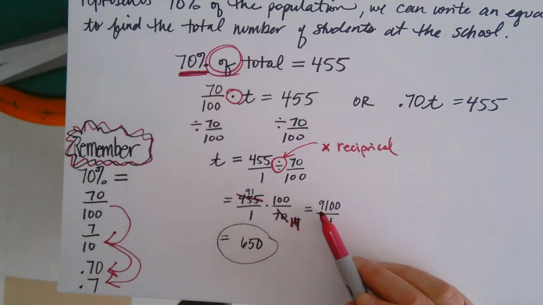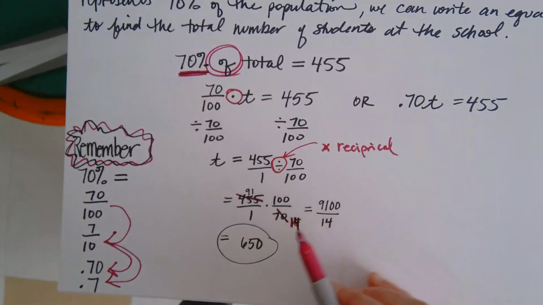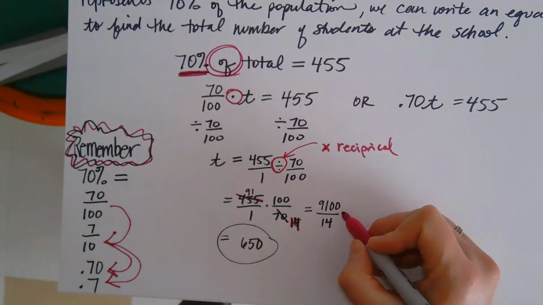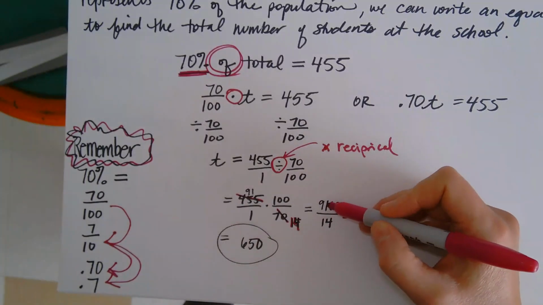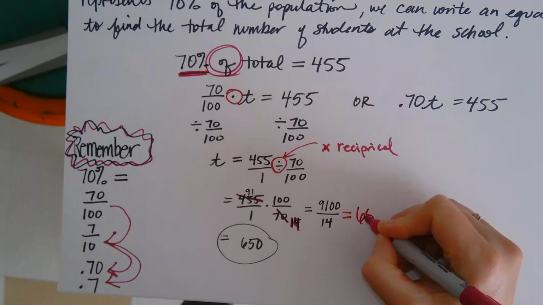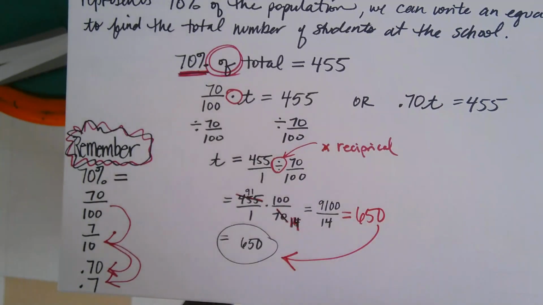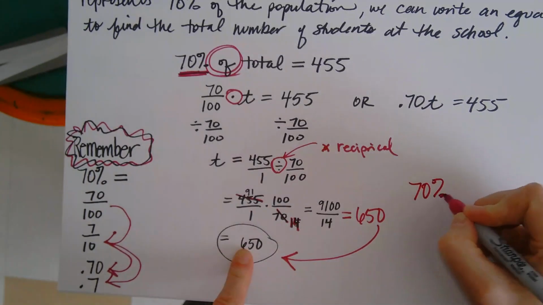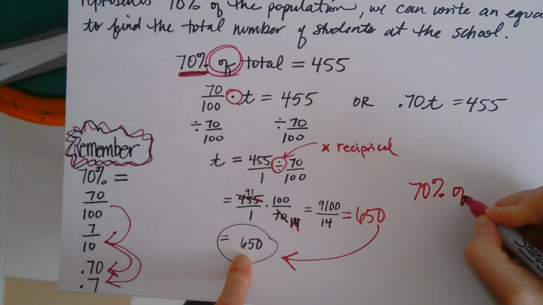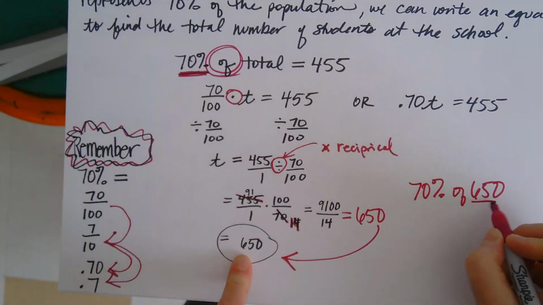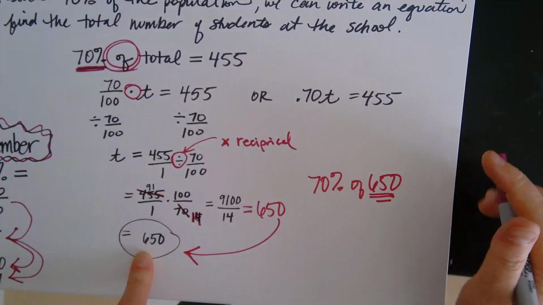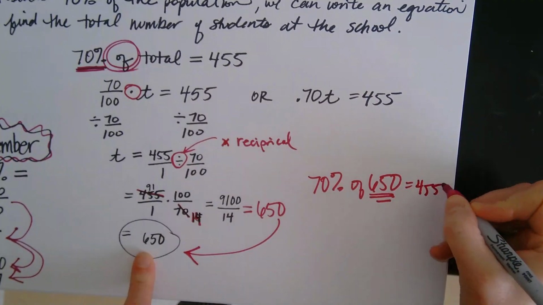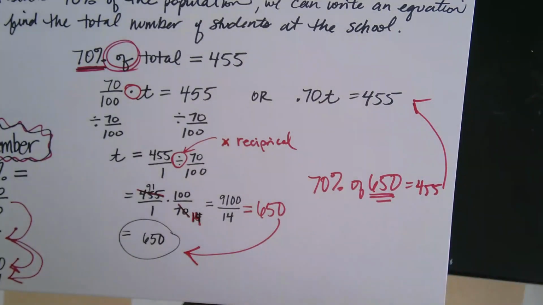91 times 100 is of course just 9100, and then 1 times 14 is 14. And so I end up with 9,100 divided by 14, which is 650. So now I know there are 650 students in the school. So 70% of 650, that's my total, is 455, what I started with.